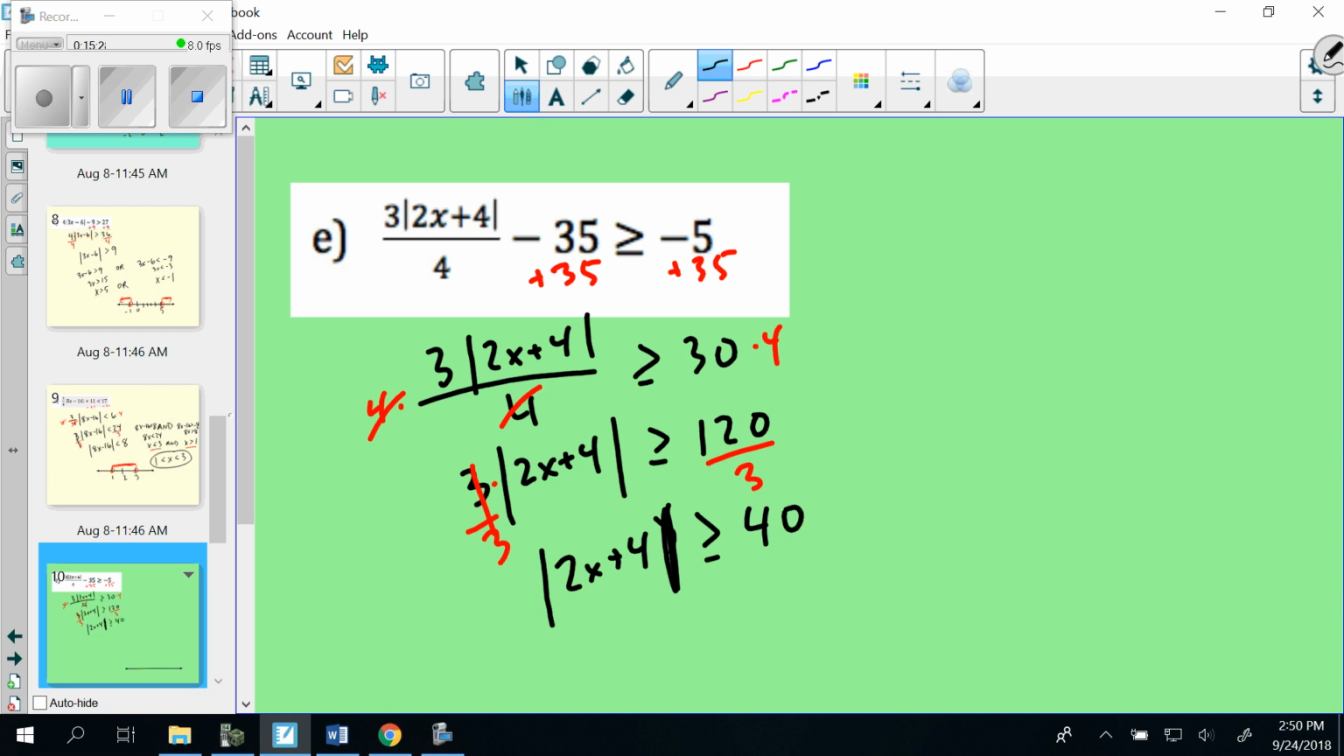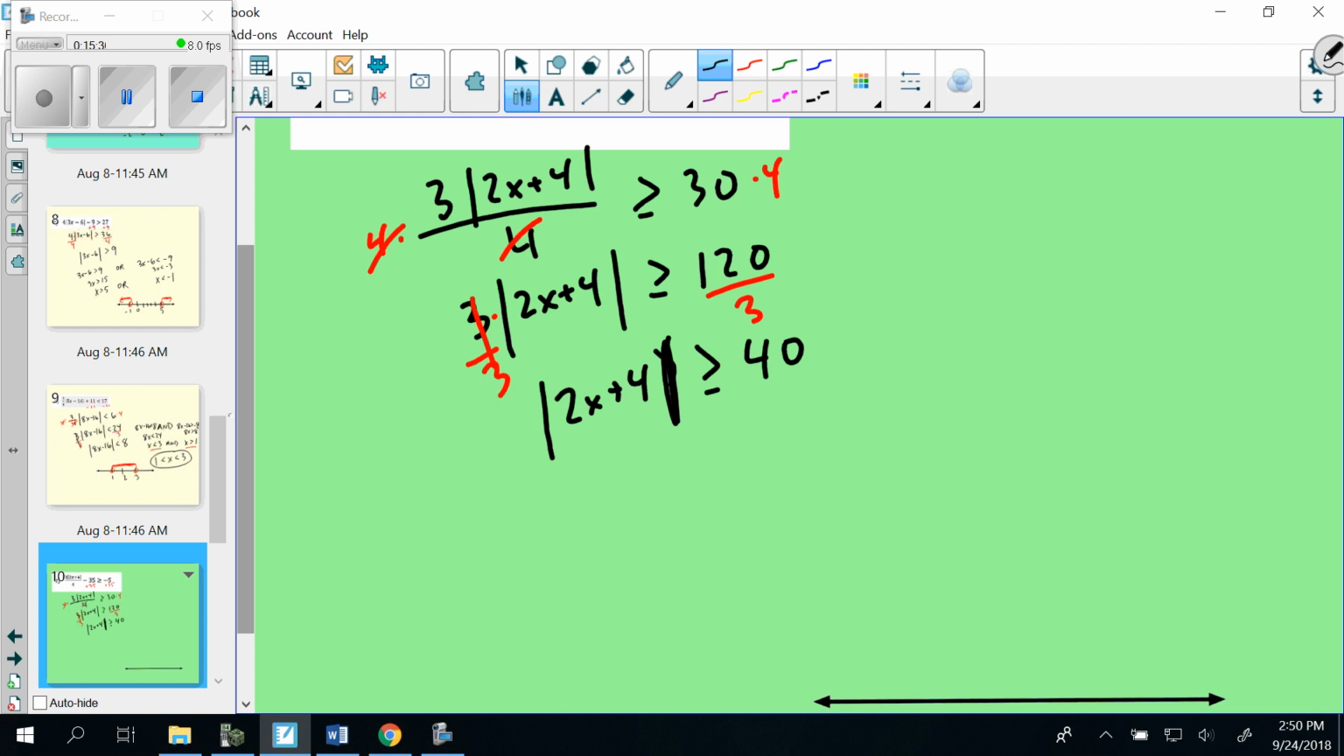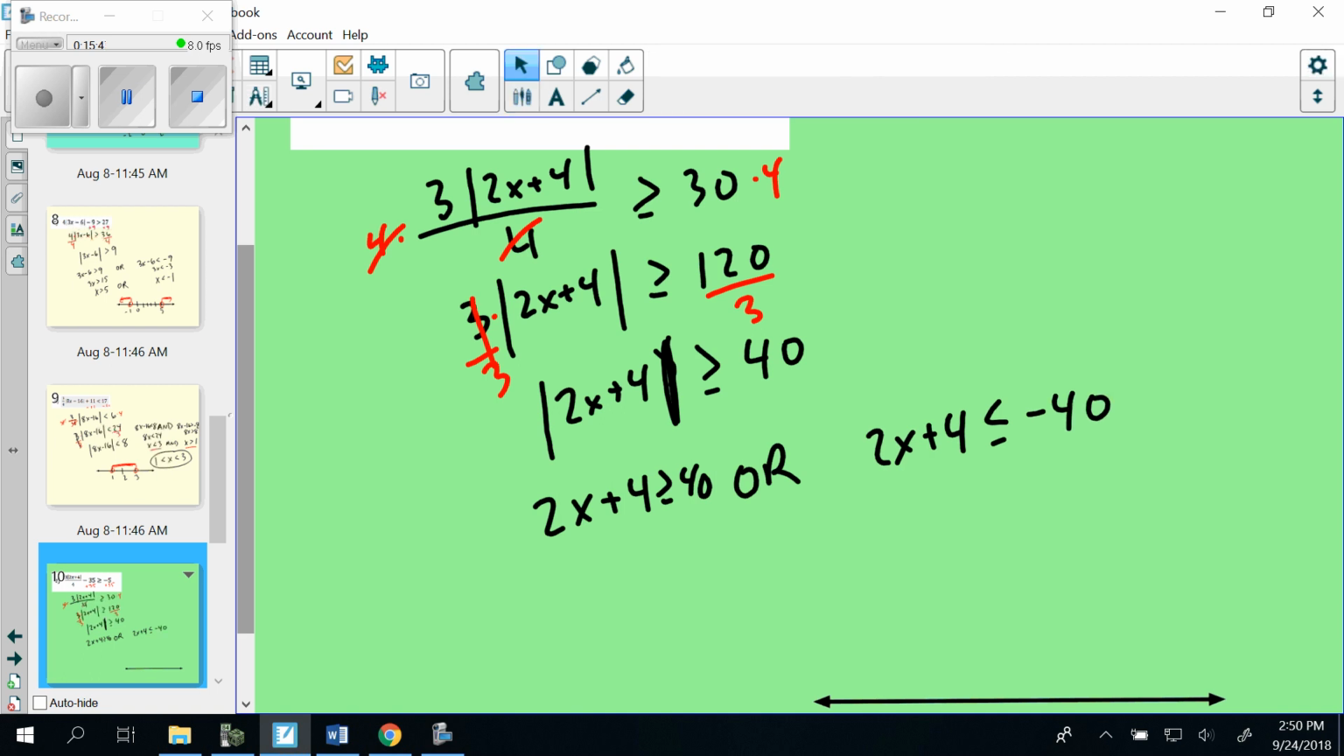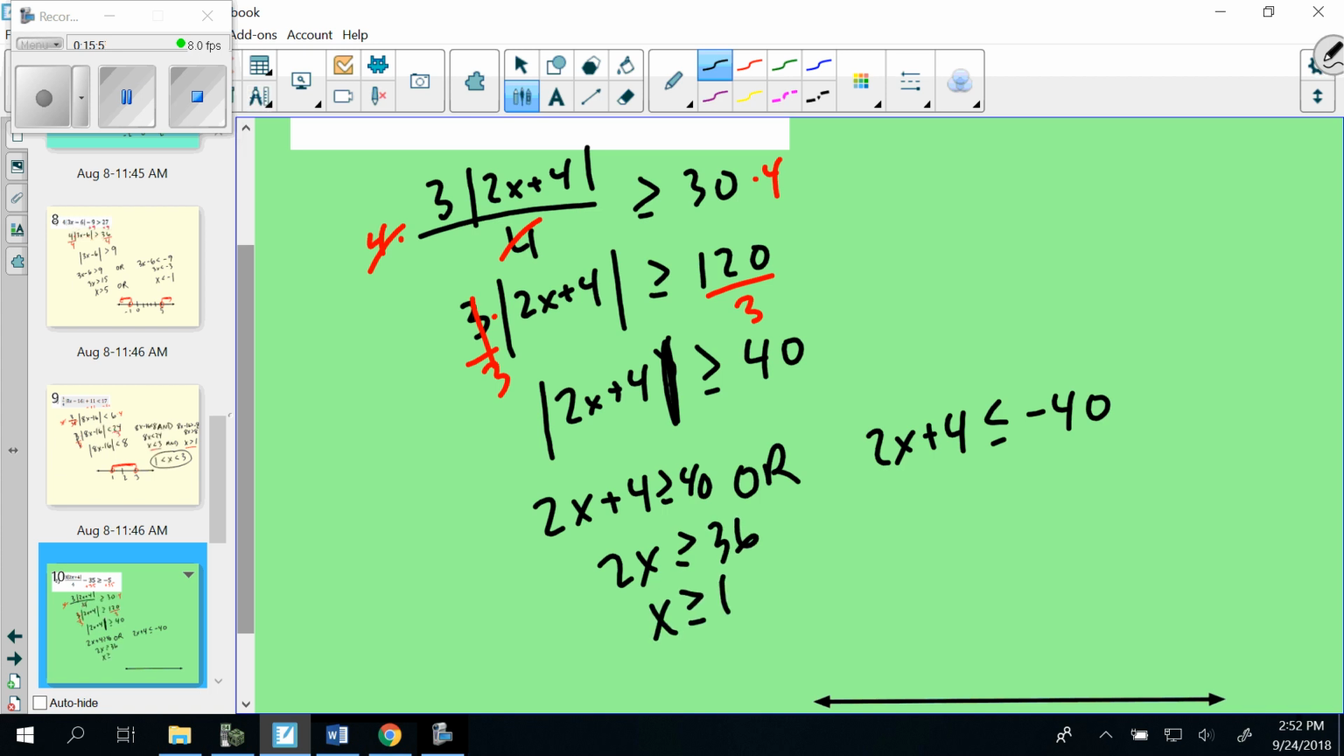Okay, now we want to solve this one out. Split it into 2. This is greater than, so this is going to be an OR one. So you get 2x plus 4 is greater than 40, or 2x plus 4 is less than or equal to the opposite of that, negative 40. Solve them out, and so here we've got 2x greater than 36, divide, and x is greater than or equal to 18, or solving the other one, minus 4, that's going to be negative 44, divide by 2, negative 22.